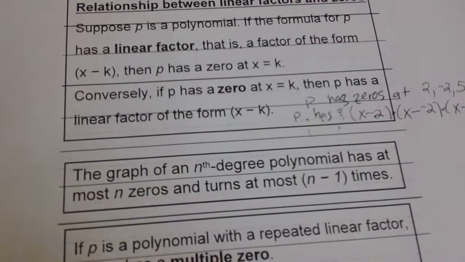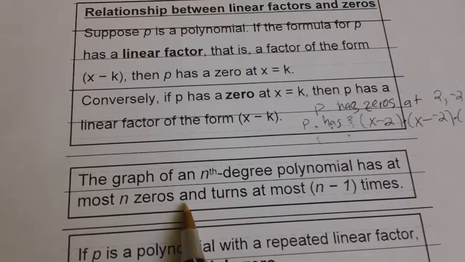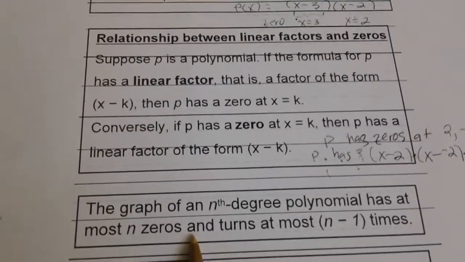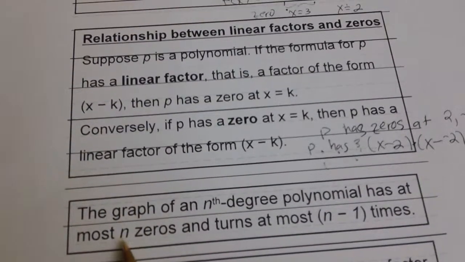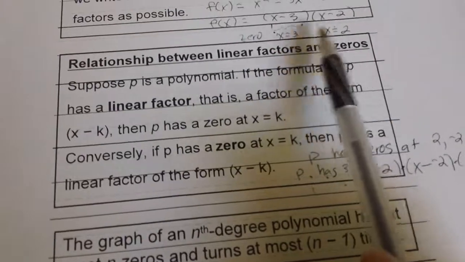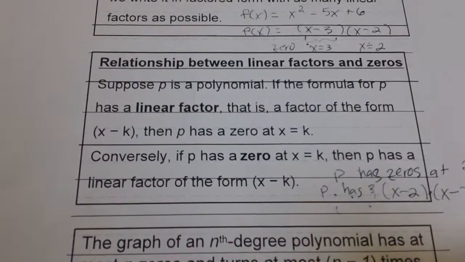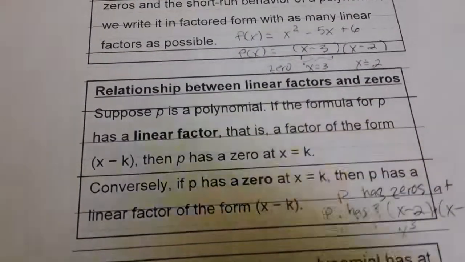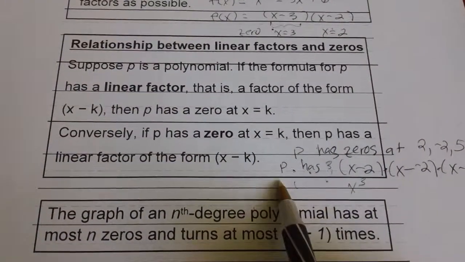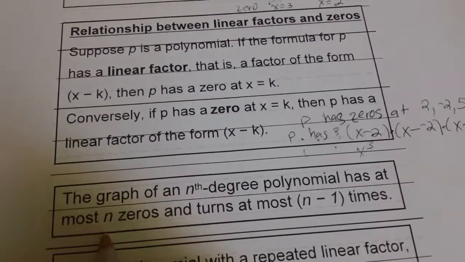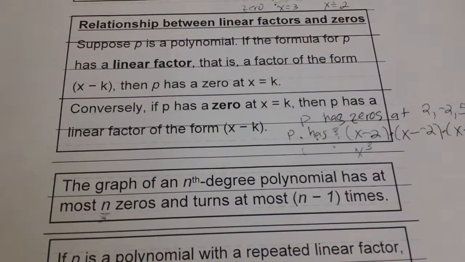Then over here it says the graph of an nth degree polynomial has at most n zeros and turns at most n minus 1 times. So over here we had a 2-degree polynomial. Based off this, it tells us that we have at most 2 zeros, 3 and 2. In this case we have exactly 2 zeros, and in this case we have exactly 3 zeros, and this must be a 3rd-degree polynomial. But not always will you have exactly the same number of zeros as the degree, but this promises you that you will have at most that many. In other words, no more than that. And then it says it turns at most n minus 1 times.